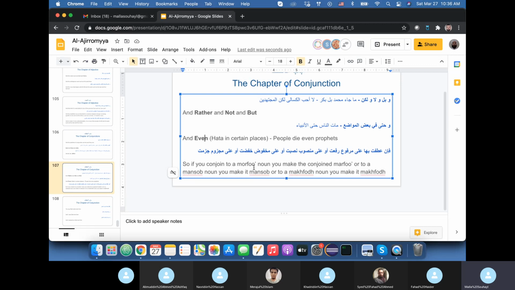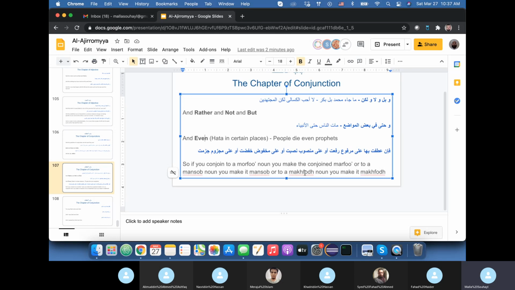So if you conjoin to a marfu' noun, let's say Zayd, you make the conjoined marfu' as well. For example, you say Ja'a Zaydun wa amrun. You are conjoining to Zaydun, which is marfu'. Therefore, the conjoined, which is Amr, will become marfu' as well, right? The same thing with mansub: you make it mansub. You say ra'aytu Zaydan, which is mansub, and then wa amran. Therefore, Amr also becomes mansub.